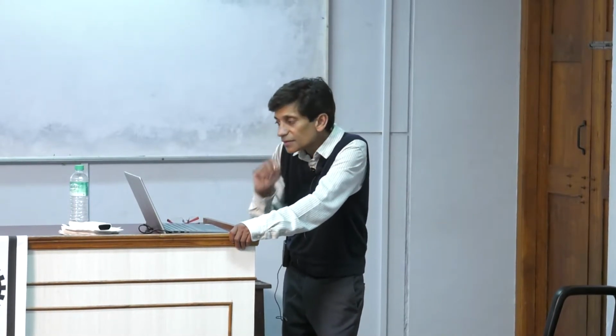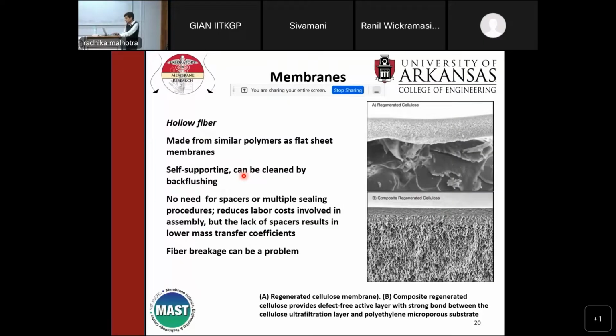So you can also have hollow fibers. They are made from similar polymers as flat sheet membranes. They are self-supporting and can be cleaned by backflushing. Backflushing means if you have the fiber, you pump in the opposite direction. Instead of pumping where the feed goes in and the permeate comes out, you now pump from the permeate side and push in the opposite direction.